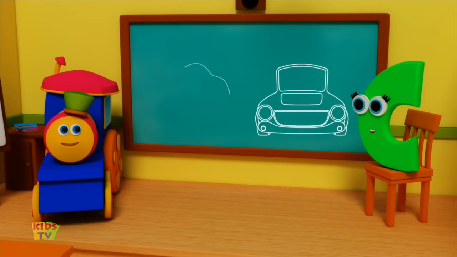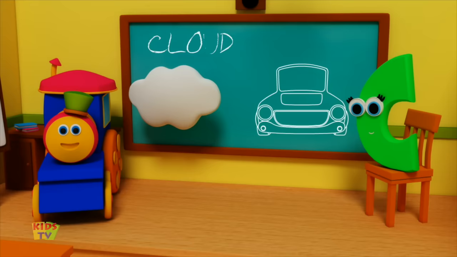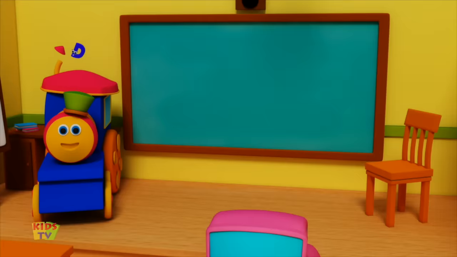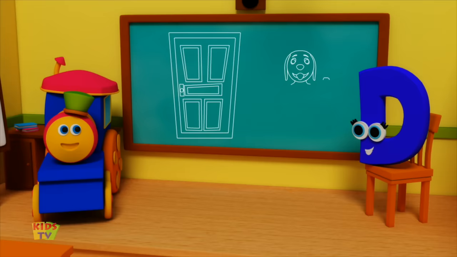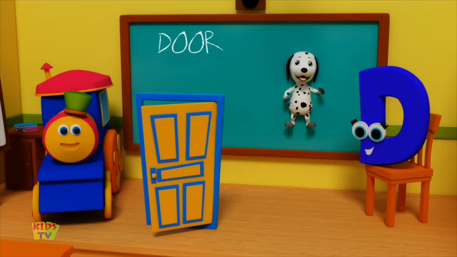C is for c, c, c, c, cloud. C is for car. D is for door. D, D, door. D is for dog. D, D, dog. D is for D, D, D, D, door. D is for D, D, D, D, dog.